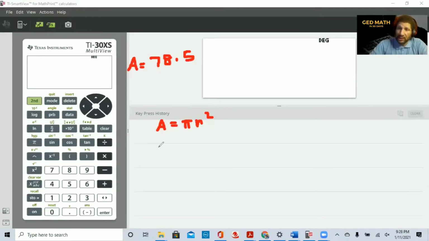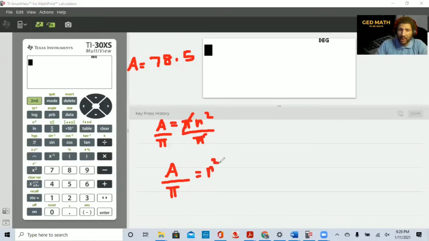Now, ultimately, this equation will not be on your formula sheet, but it will save you 3 to 4 minutes on your exam. So first of all, we want to get r by itself. First, we're going to get rid of pi. Whatever we do to one side, we do on the other. So our pi's cancel, and we get area divided by pi is equal to r squared.